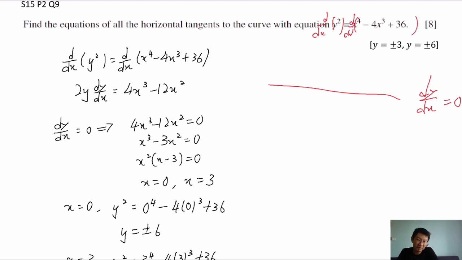For the right hand side, it's very easy to differentiate. For the left hand side, we have to differentiate y squared with respect to x. So we differentiate y squared as usual, then we get 2y, and then we multiply by dy/dx because we are differentiating a y, not an x. We are looking at the tangent, and the tangent occurs when dy/dx equals 0. So in this case, the whole left hand side will be equal to 0 already. After that, the work to solve for x is not difficult.